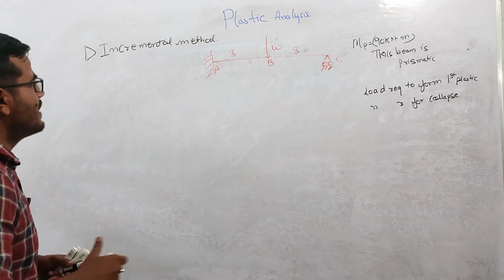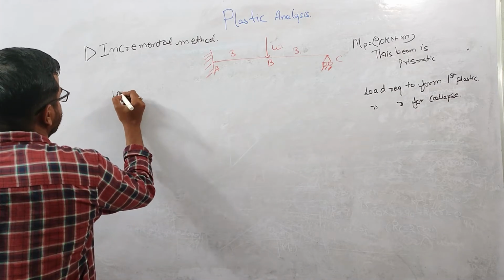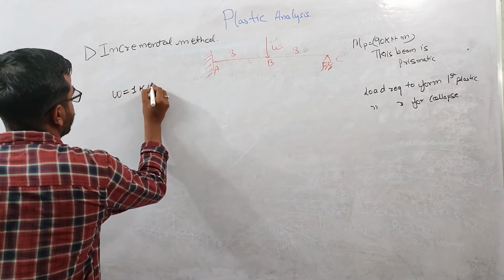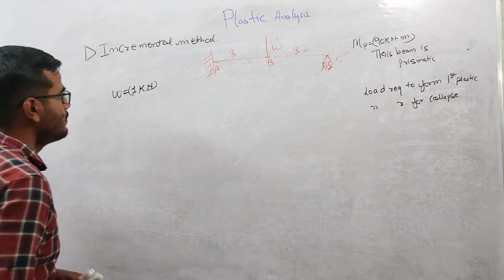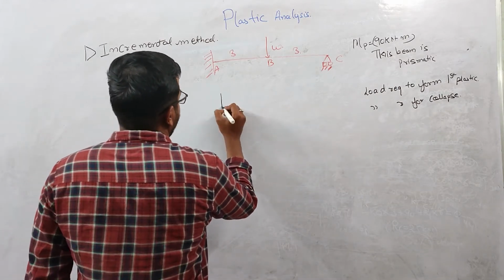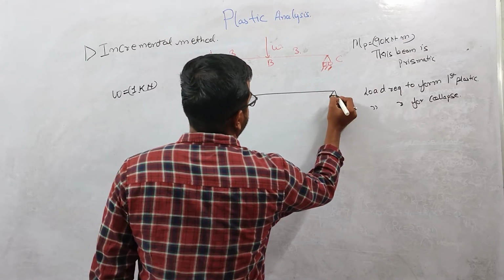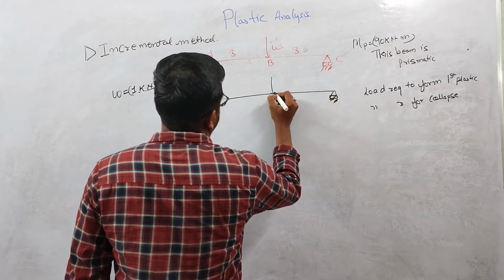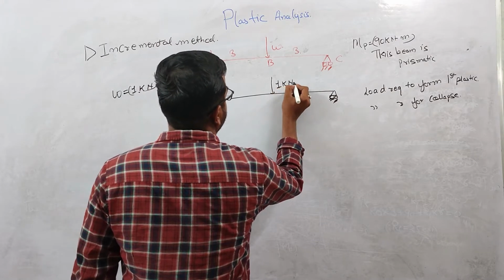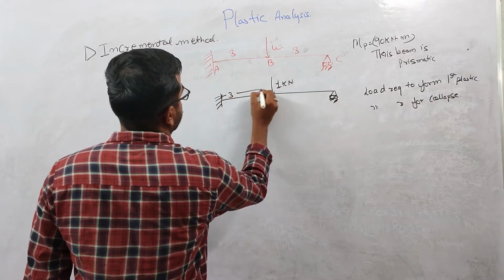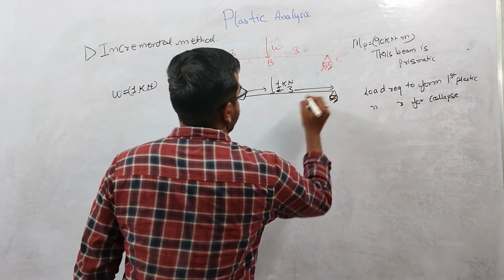Now let us assume W equals 1 kilonewton. I will plot the bending moment diagram corresponding to this 1 kilonewton load. And why we are doing this, we'll see now.